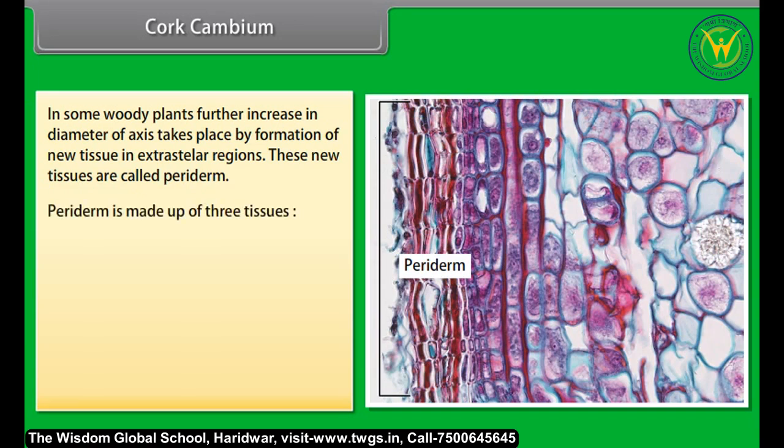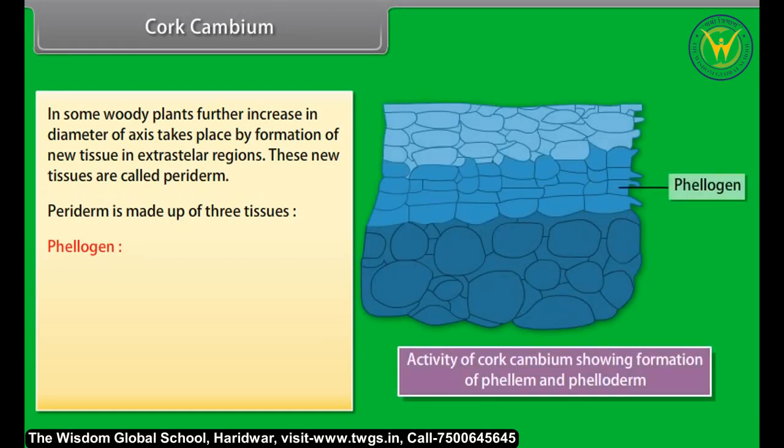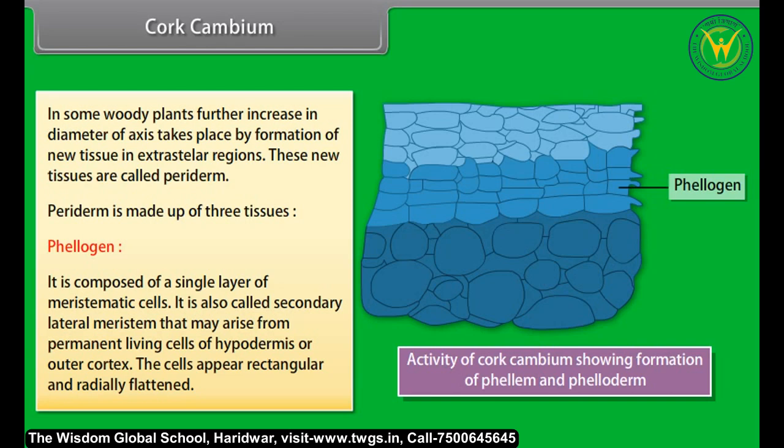Periderm is made up of three tissues. Phellogen. It is composed of a single layer of meristematic cells. It is also called secondary lateral meristem that may arise from permanent living cells of hypodermis or outer cortex. The cells appear rectangular and radially flattened.